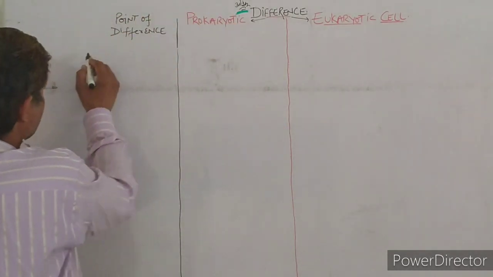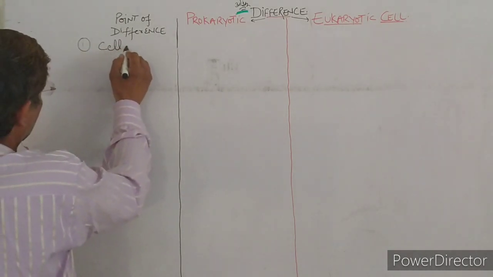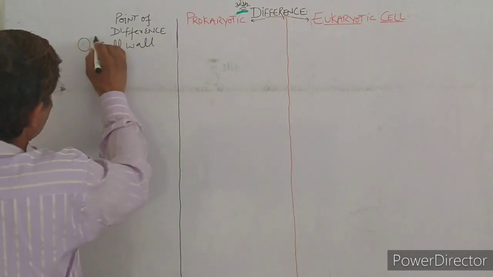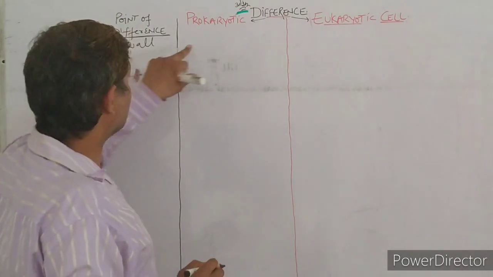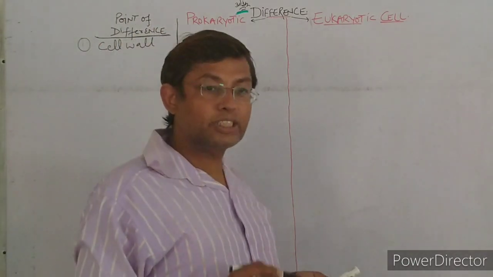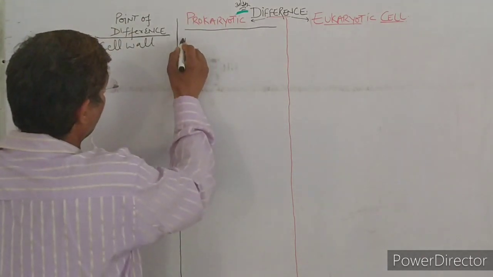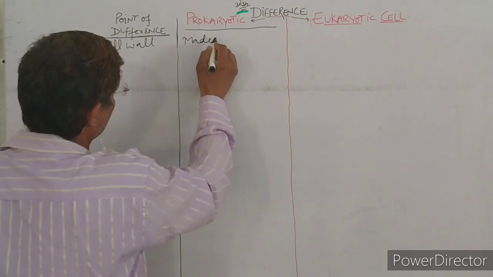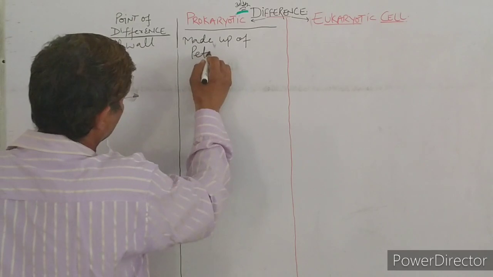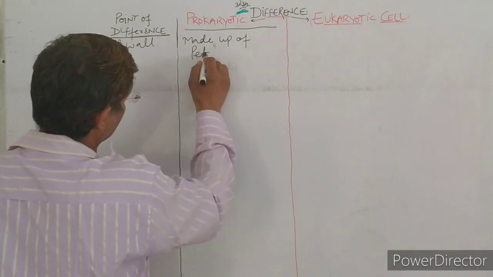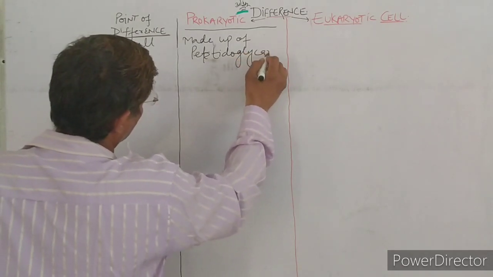So the point of difference is the cell wall. You know, the cell wall in prokaryotes is made up of peptidoglycan.